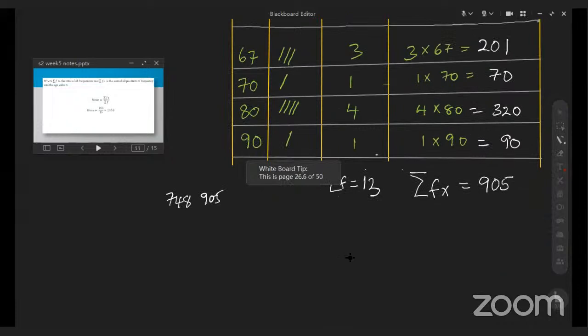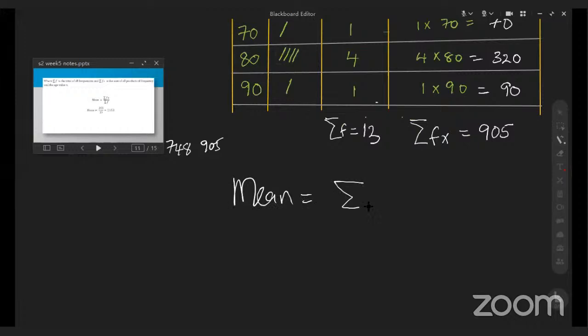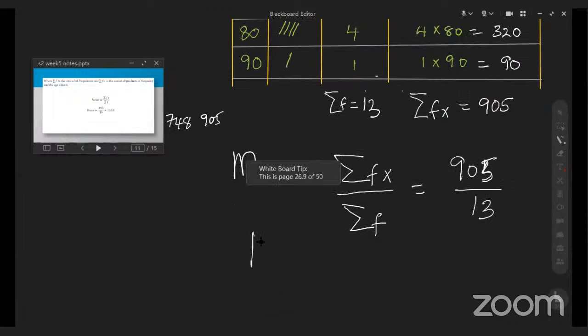So finally, we now get our mean as summation of fx out of summation of f. So the summation of fx is 905 out of the summation of f, which is 13. So finally, you'll get your mean as, who was the mean? Kairi says 69.62. Do we all have the same thing? Please just confirm Kairi's answer.